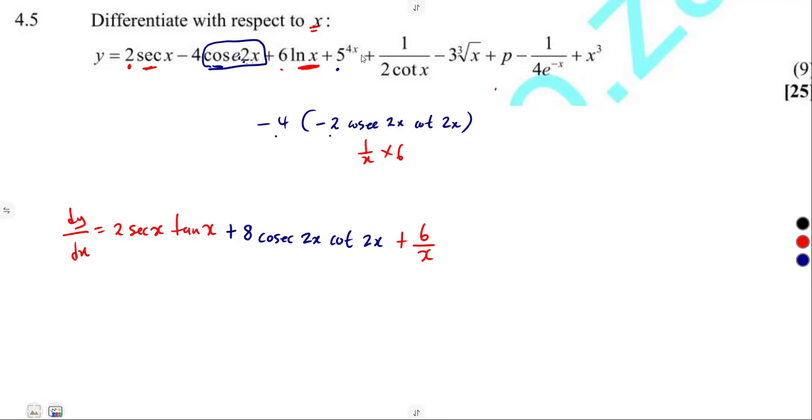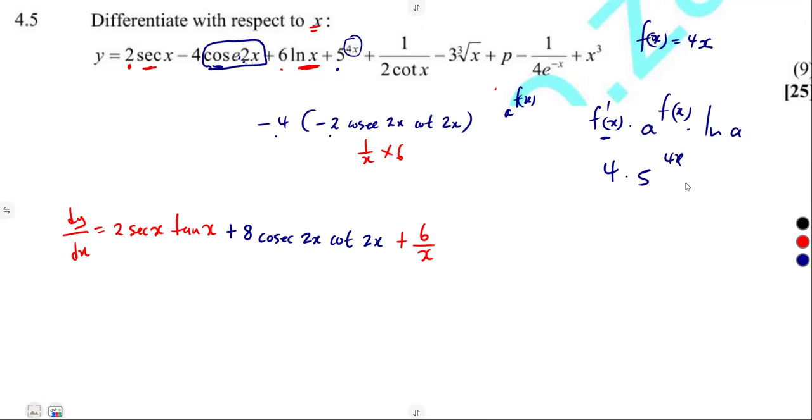5 to the exponent of 4x. Remember, when differentiating, if we're given a to the exponent of f of x, its derivative is going to be f prime x times a to the exponent of f of x times the ln of a. So our f of x is what? Our f of x is 4x. So its derivative is 4 times a to the exponent of that f of x, which is 5 to the exponent of 4x, times the ln of a. Our a is 5. So it's going to be like this, just like that.